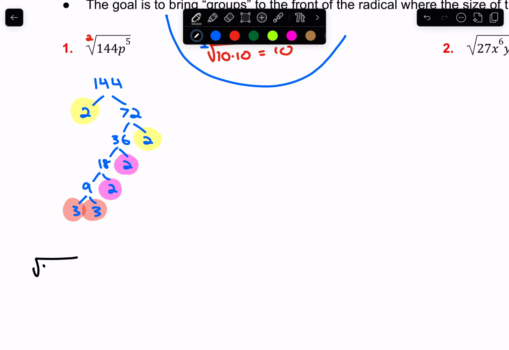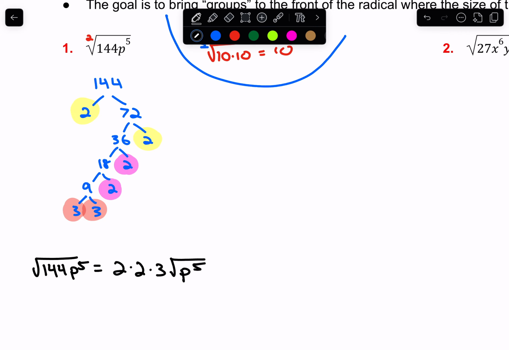So I can rewrite 144 p to the fifth as I'm going to pull out from each of these highlighting I just did, 2 numbers become 1 number. Okay, so the 2 yellow 2's become 1 2 on the outside. The 2 pink 2's become 1 2 on the outside. And the 2 pink 3's become 1 3 on the outside.